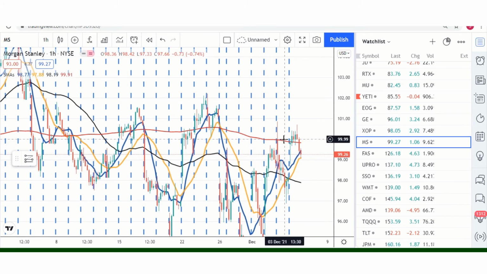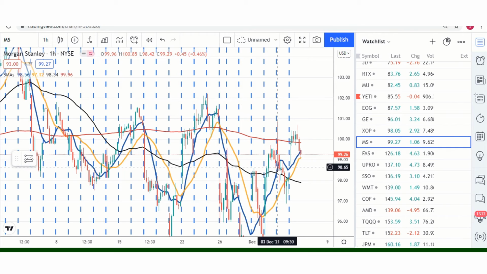So let's look at Morgan Stanley on the date of December the 2nd. It opened at 95.39. During the day, the stock moved up and it closed at 98.69. So it went up in value. It went from 95.39 to a closing price of 98.67.